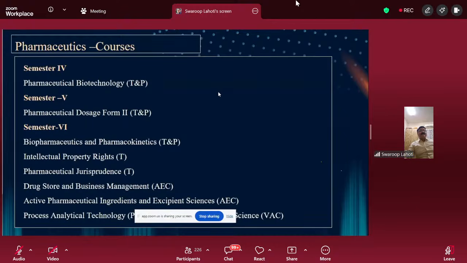And process analytical technique is also included as one. There's a vocational course, because I was discussing with one of the senior fellows at the Vocat Research Center.